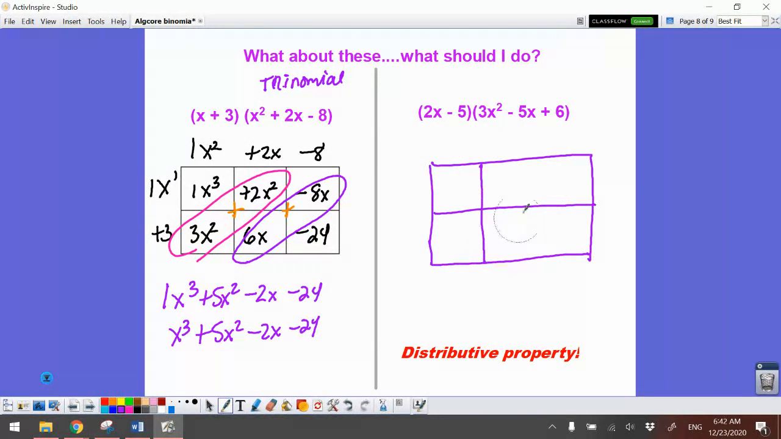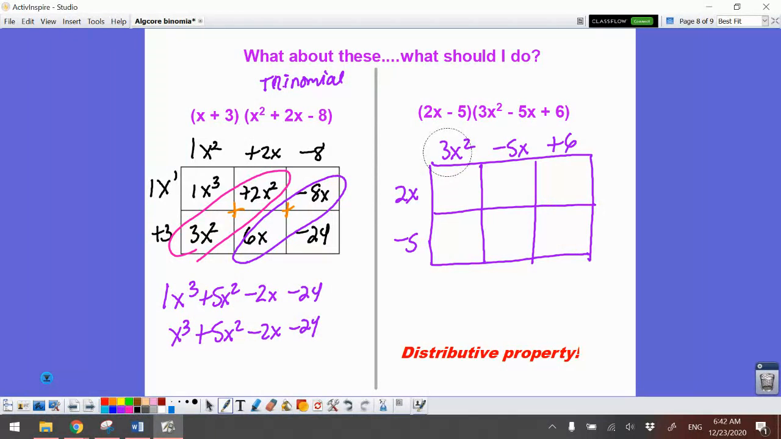And write in your terms, your factors, and multiply. See what you can come up with. All right, let's see how you did.